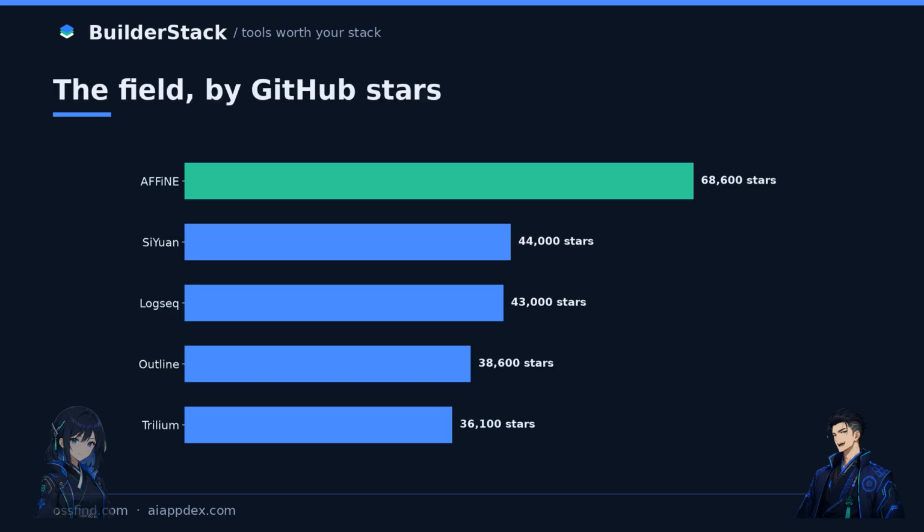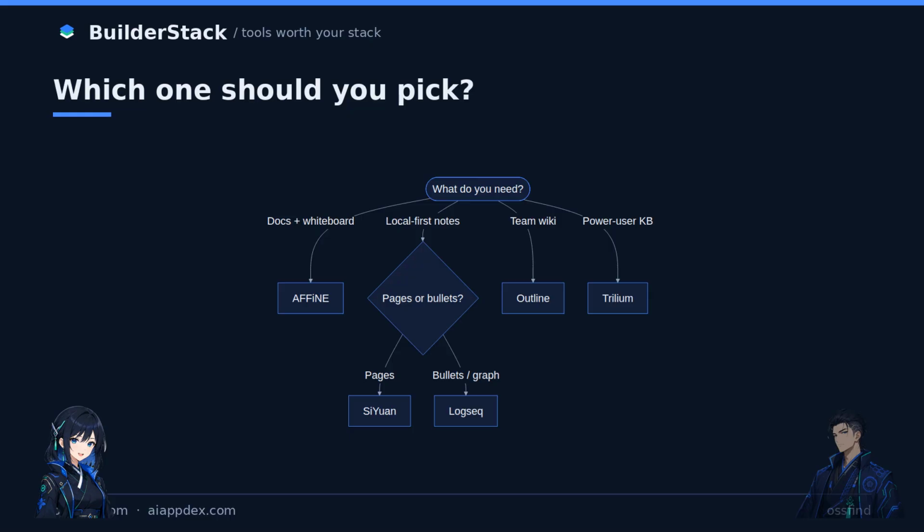Here's the whole field, ranked by real GitHub stars. AFFiNE is way out front near 69,000, then SiYuan and Logseq in the 40s, AFFiNE and Trilium in the high 30s. Stars aren't everything, but they track momentum. But stars don't tell you which one fits you. So here's the honest decision tree. Start from what you actually need, and it points you at one tool.